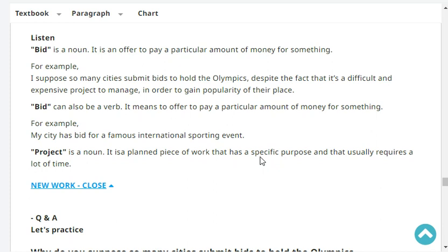It means to offer to pay a particular amount of money for something. For example, my city has bid for a famous international sporting event. What is a project?